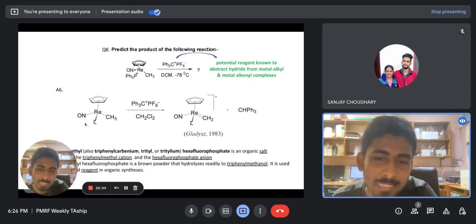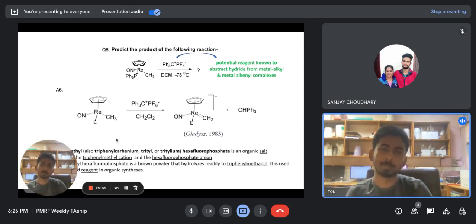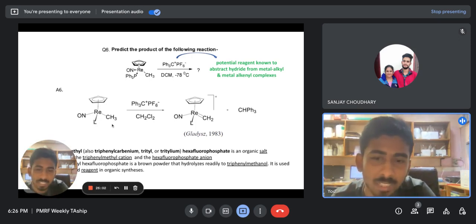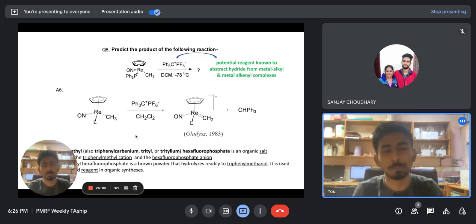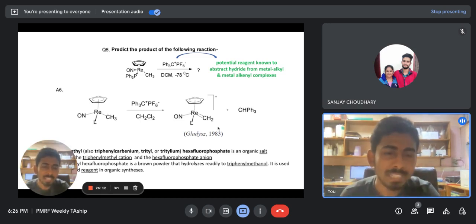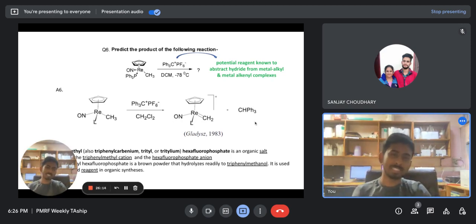This methyl group is alpha to this rhenium center, and this Ph3C+ is a very stable non-planar carbocation, abstracting this hydride from this methyl group, and the rhenium-carbon double bond is getting produced, on account of this, the intermediacy between the Fischer and the Schrock type of carbene. Why is it called intermediate?